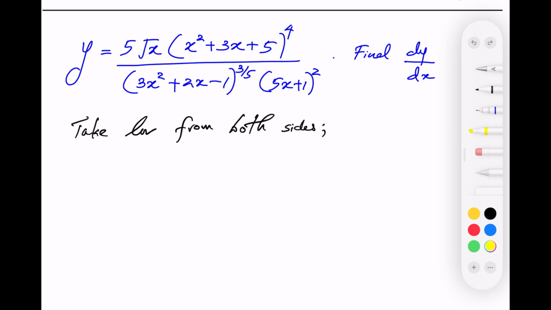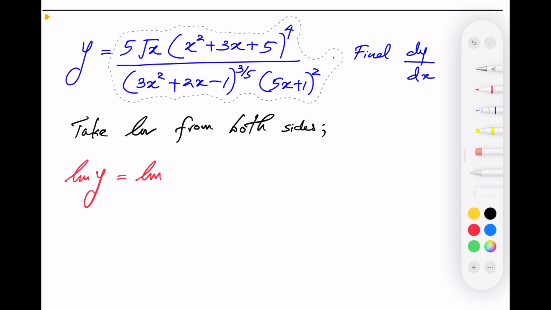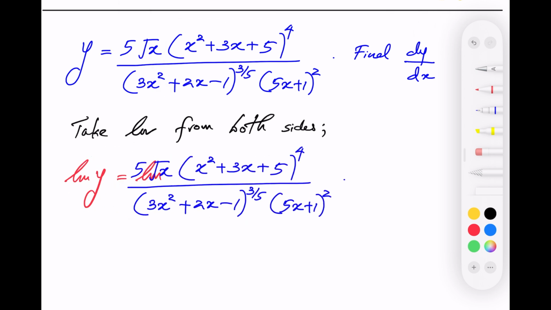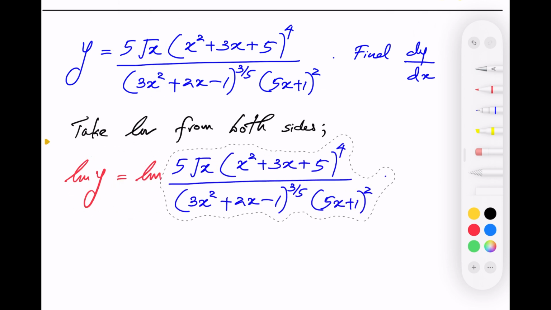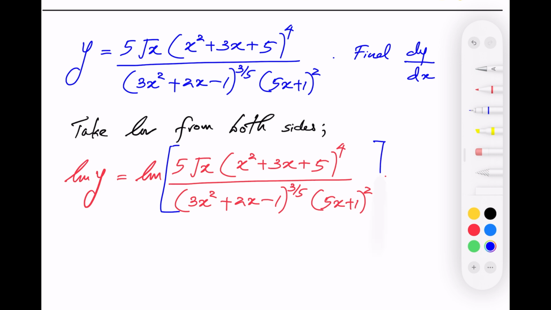Alright, now I'm going to take the natural logarithm from both sides of this function. On the left-hand side, I will have natural logarithm y. On the right-hand side, natural logarithm, and then all of this term, let me copy and paste that. I would like to have that in red. All right. Now let me write this term inside big brackets.